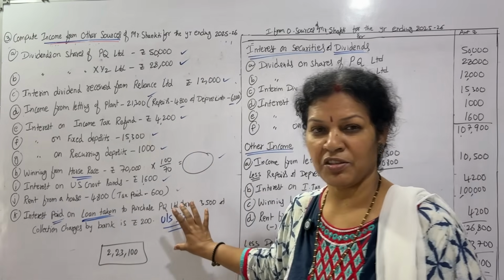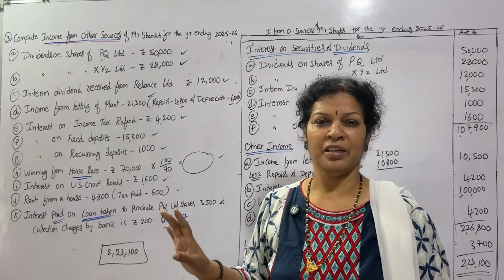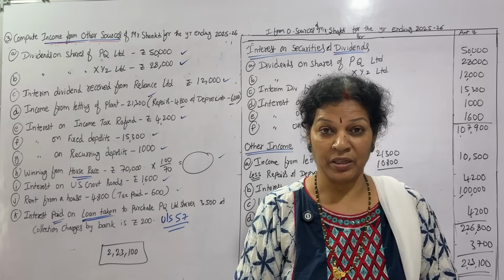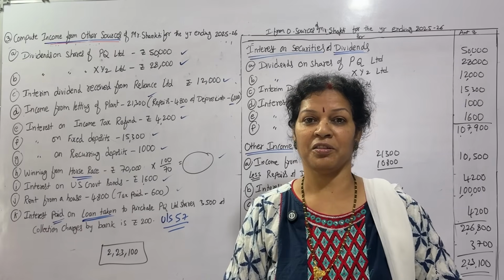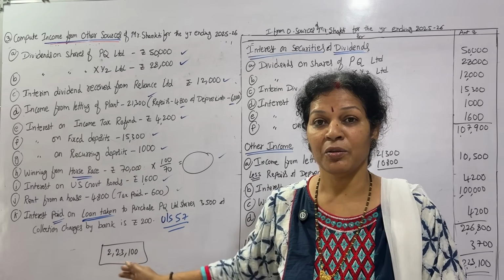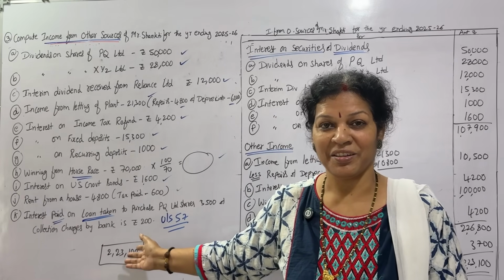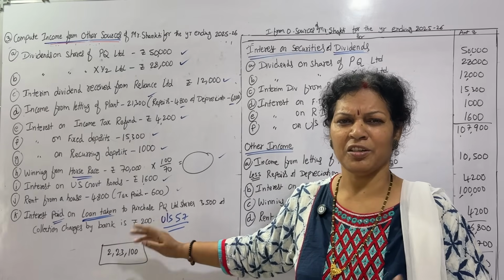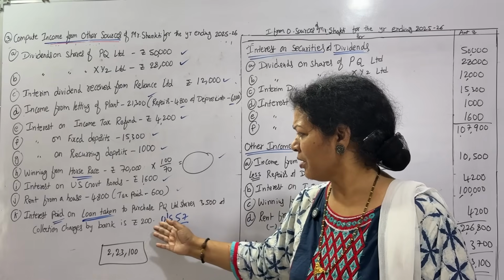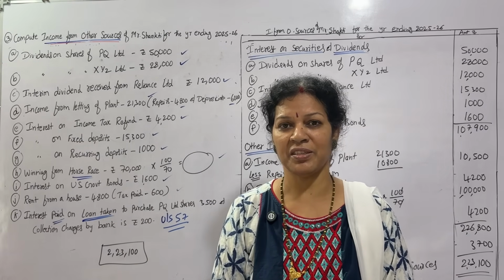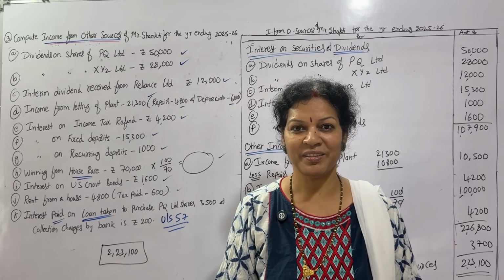And this last transaction, most of the time you'll be getting it. Interest paid on loan taken to purchase the securities, to purchase something, means you are paying interest. If you are receiving, income from other sources. When you are paying, this is a payment. Under section 57, exemption is there for both interest and any other charges, like the 200, everything is deducted under section 57. That's all. Hope it is clear.